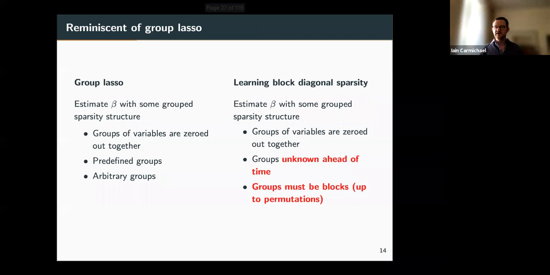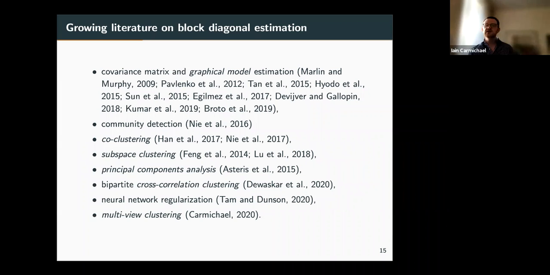It's also somewhat reminiscent of group Lasso, where we pre-specify some groups of variables that we think should all be zeroed out together. Learning with block diagonal sparsity is something kind of similar, but we don't specify the groups of variables ahead of time. We also require the groups to have some block structure. There's a growing literature on block diagonal estimation. A lot of the papers are focused on covariance matrix estimation or precision matrix estimation, but it comes up in a lot of other places.